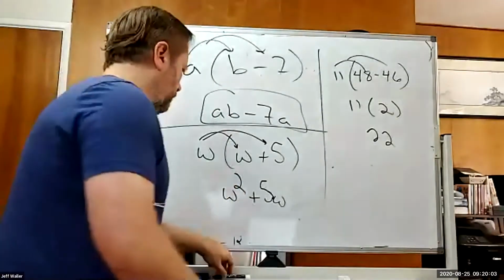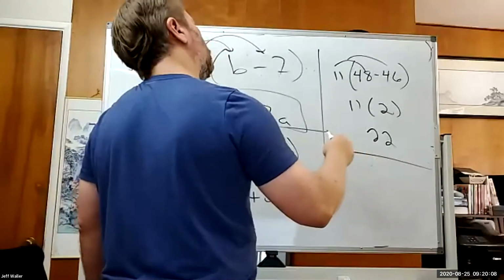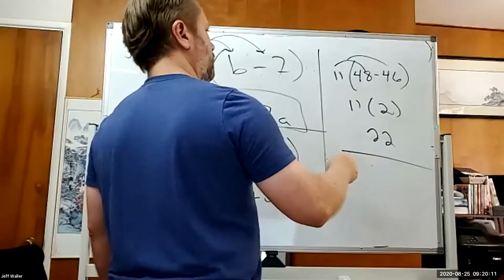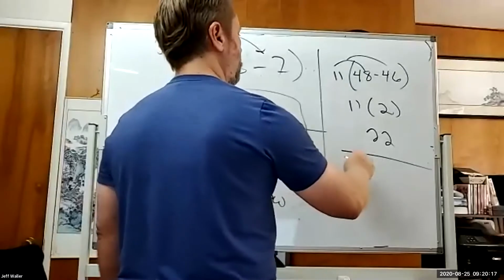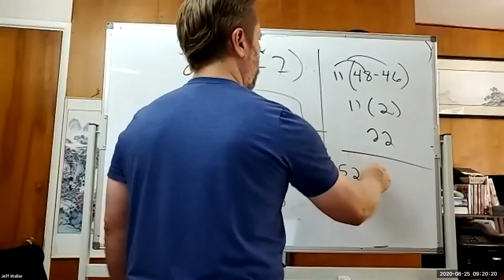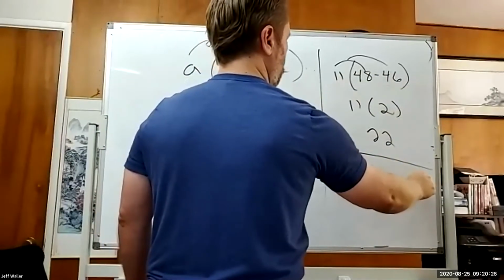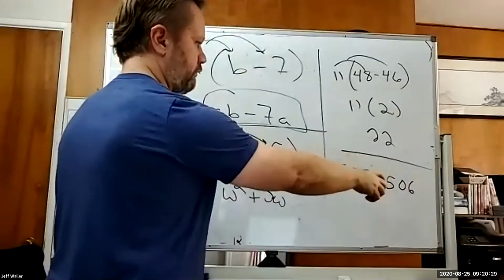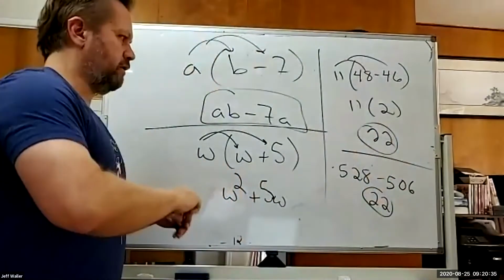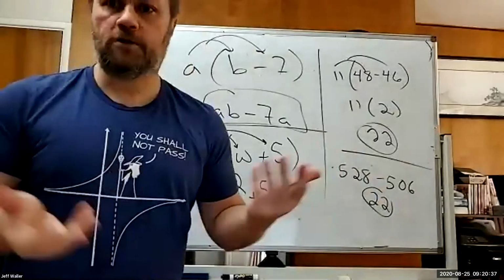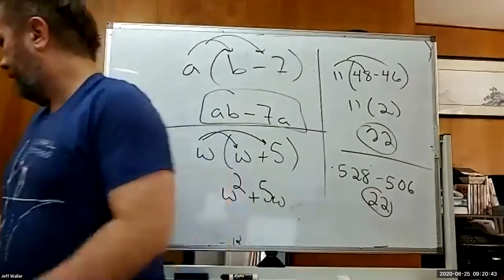Just in case you guys don't believe me, anybody have a calculator handy? What is 11 times 48? 528. And then 11 times 46. 506. And what's 528 minus 506? 22. Same answer, right? Nothing magic. It's just math. Math doesn't care which way. But this was a lot easier, right? Hell yes. Okay. I like it.